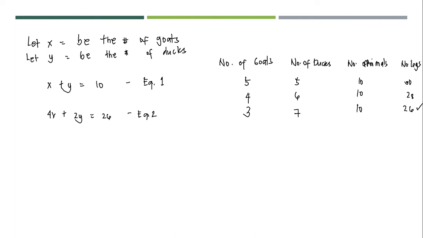So let's go back to the equations that we formed a while ago by the condition of the problem. We have x plus y is equal to 10 and we have 4x plus 2y is equal to 26.